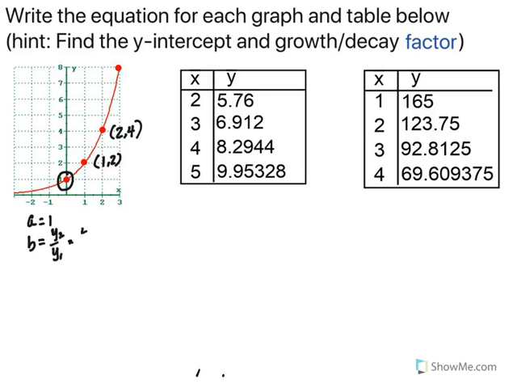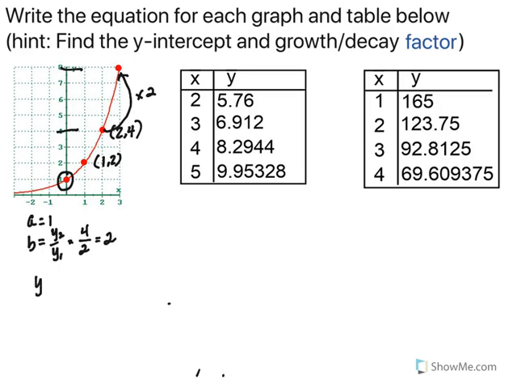So my second y value is 4. My first y value is 2. And I get 4 divided by 2, which is 2. So that tells me to get from 2 to 4, that would be times 2. And if I went from 4 to 8, if I went from this y value to this y value, that would also be times 2. So we know that our growth factor in this case is 2.